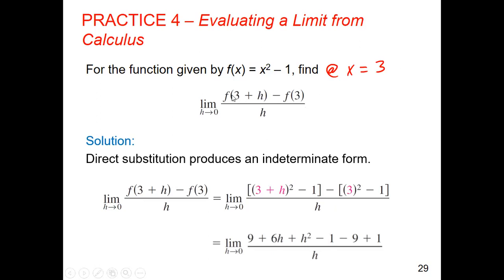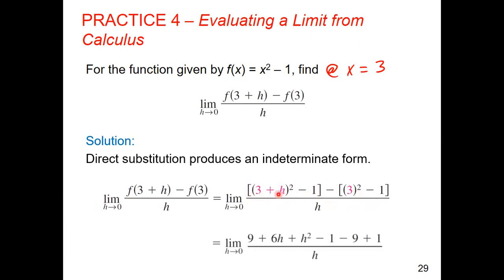So when I plug into the rule here, wherever there is x, I put in 3. So it's f of x plus h minus f of x, right? But what is my x value? 3. So I plug 3 in, and I can simplify it by finding each piece. I'm substituting 3 plus h into this formula, so where x is, it becomes 3 plus h. Do you see that? So this is 3 plus h squared minus 1, and this is going to be 3 squared minus 1.